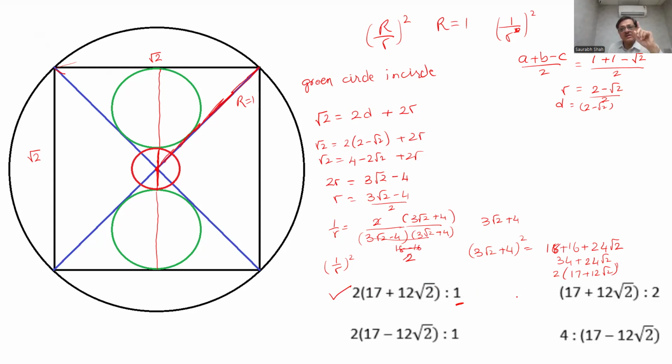Slightly calculative, but not difficult. But remember, the circumradius of a right angle triangle, the median to the hypotenuse is always half the hypotenuse. Remember the things that I taught to you.